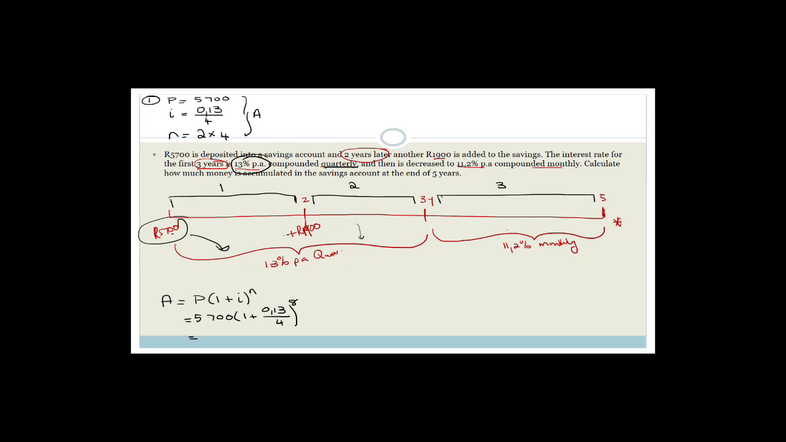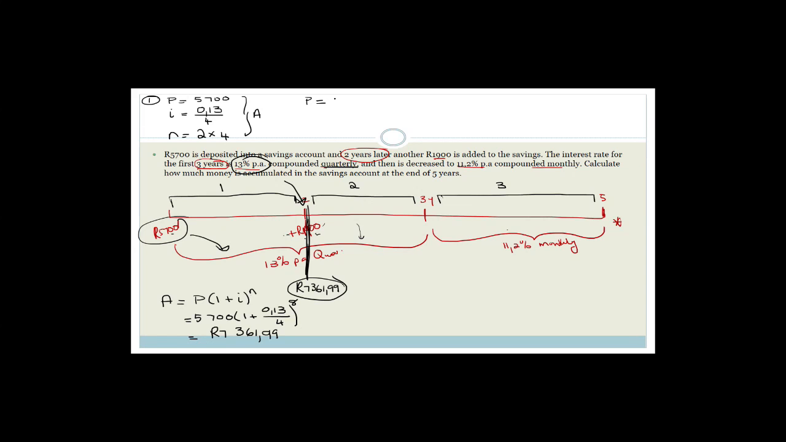So it's 0.13 divided by 4 plus 1, all to the power of 8, multiplied by 5,700. And that becomes 7,361 rand and 99 cents. So that's the amount of money I'm getting out here: 7,361 rand and 99 cents. I now need to add this to the 1,900 rand to work out my new principal for the next year. Okay, do you understand that?